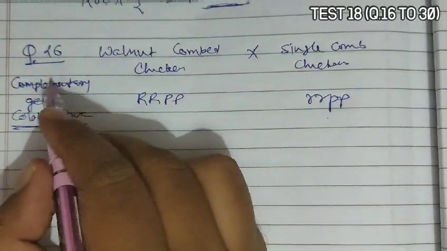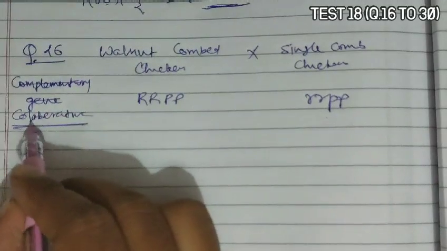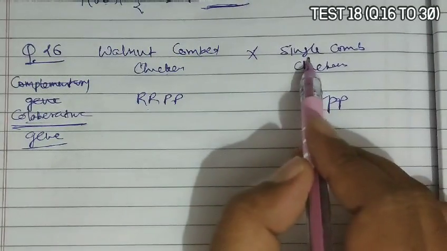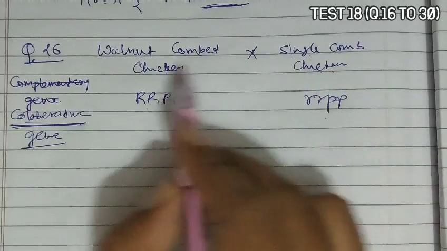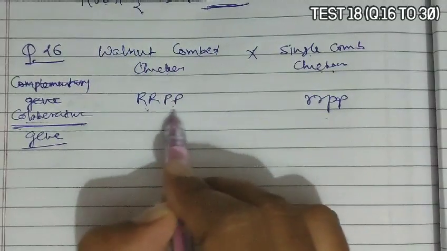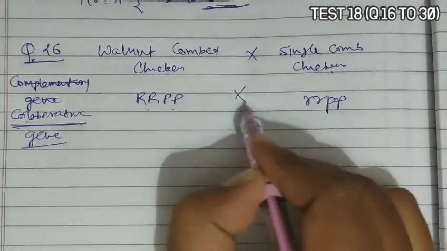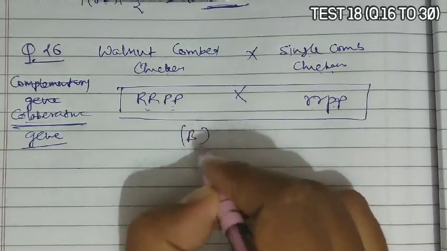Question 26 asks: a farmer crossed a walnut comb. So it is a question of collaborative gene interaction. In this, a walnut comb chicken is crossed with a single comb chicken. The genotype of the walnut comb parent would be capital R, capital P, where both genes are dominant, and the single comb is small r, small p. So option B is the correct answer.